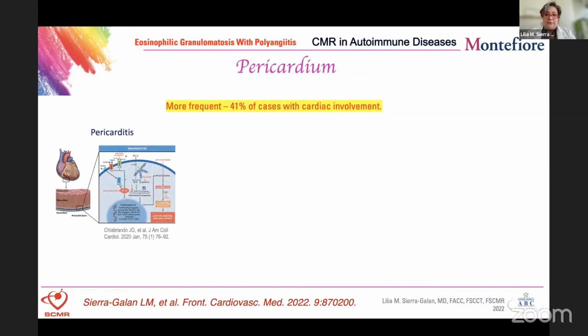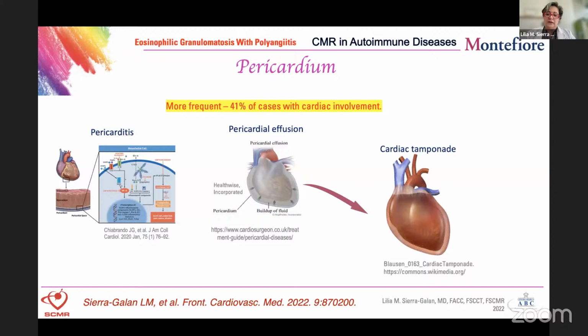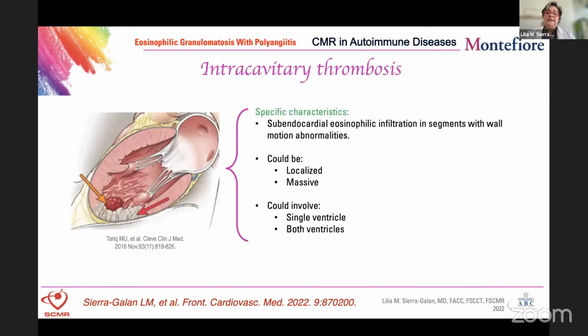Pericardial involvement is very frequent, affecting 41% of the cases with cardiac involvement. It could be pericarditis, pericardial effusion, tamponade, or it could also produce intrapericardial thrombosis. And these patients also have intracavitary thrombosis.